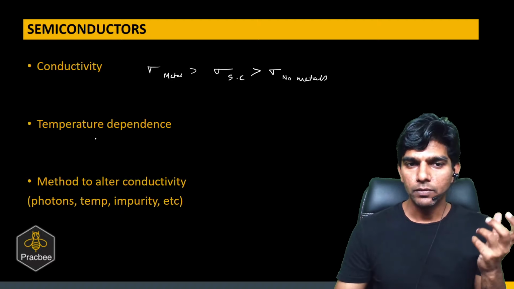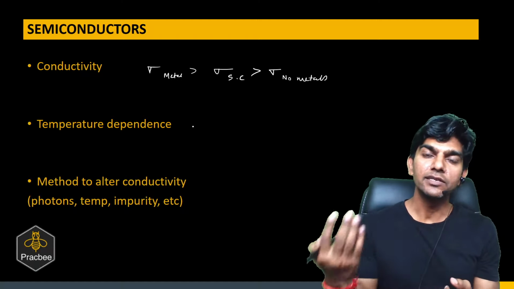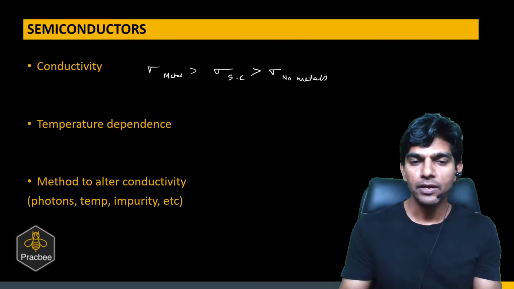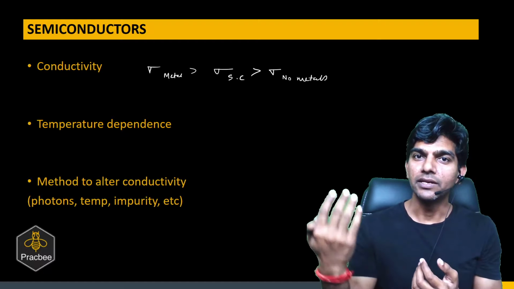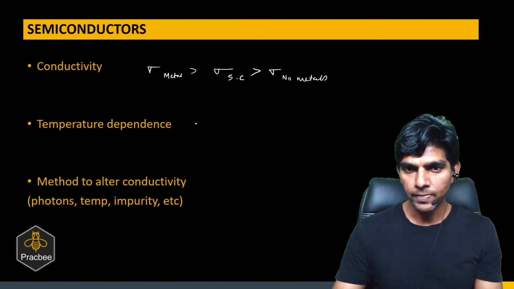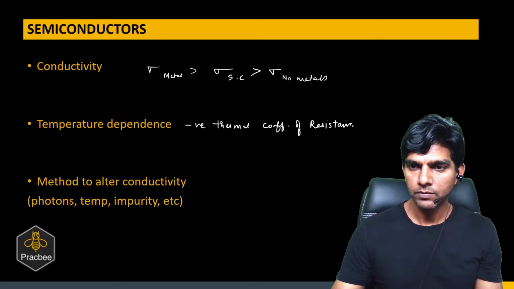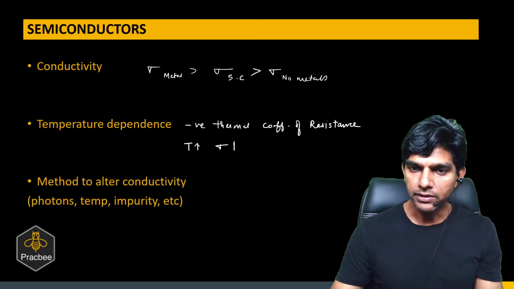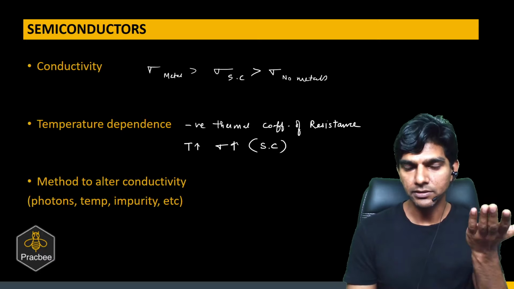And how does the conductivity change if we increase the temperature of a semiconductor? As we know, in metals, if you increase the temperature, the resistance increases and conductivity decreases, but that is not the case in semiconductors. If you increase the temperature, the resistance decreases and the conductivity increases. So we can say in the case of a semiconductor, the thermal coefficient of resistance is negative. As temperature increases, the conductivity increases in semiconductors. That is the property.